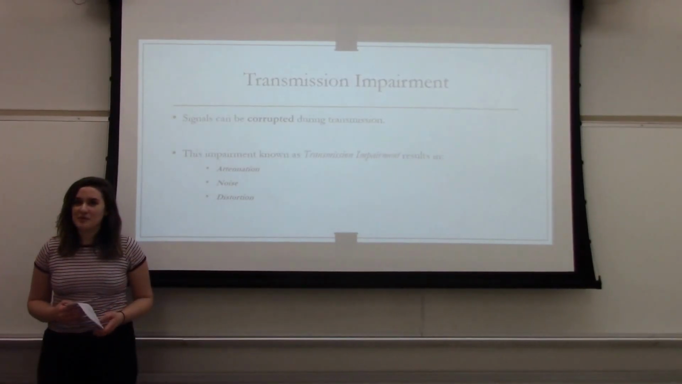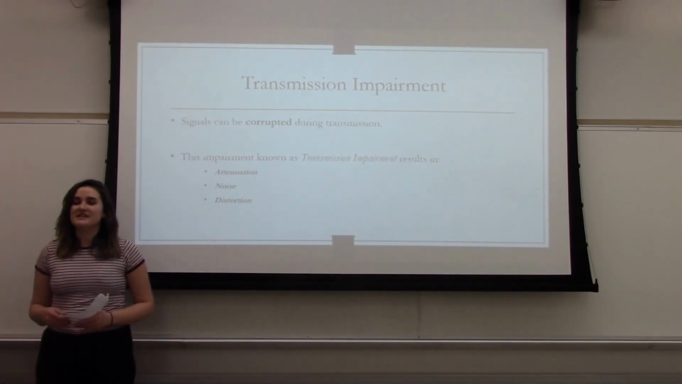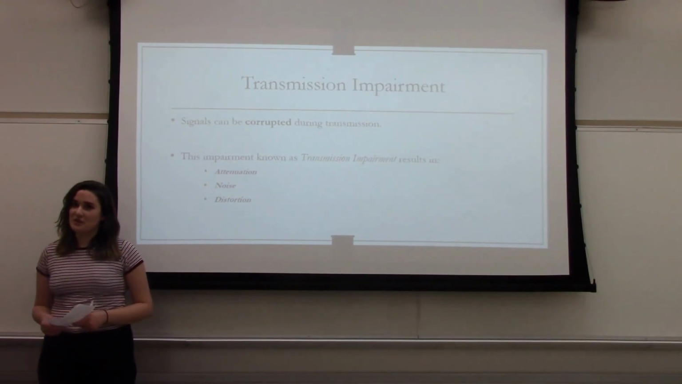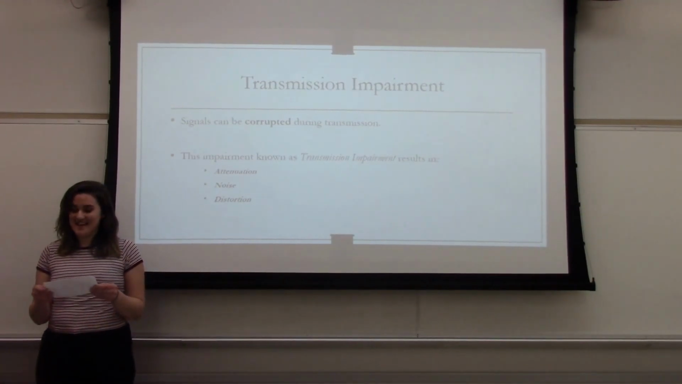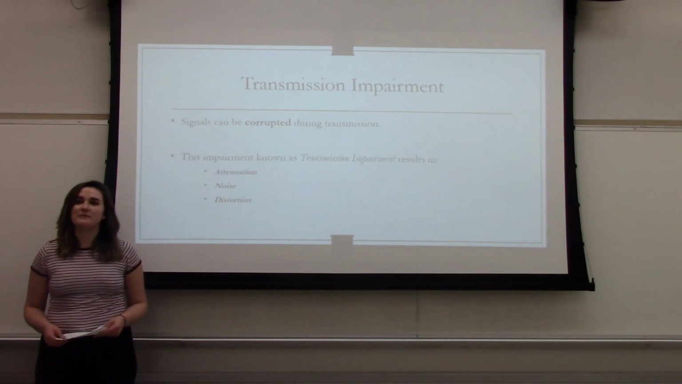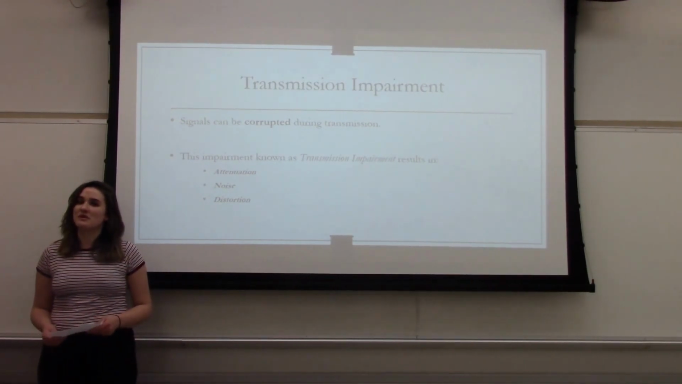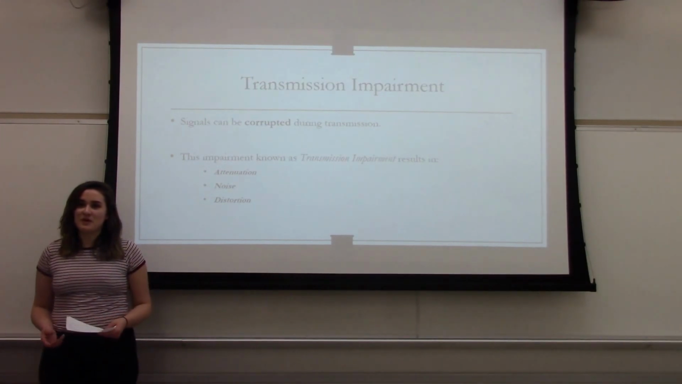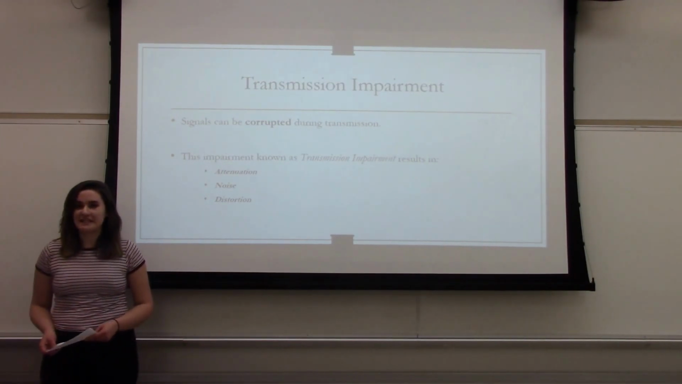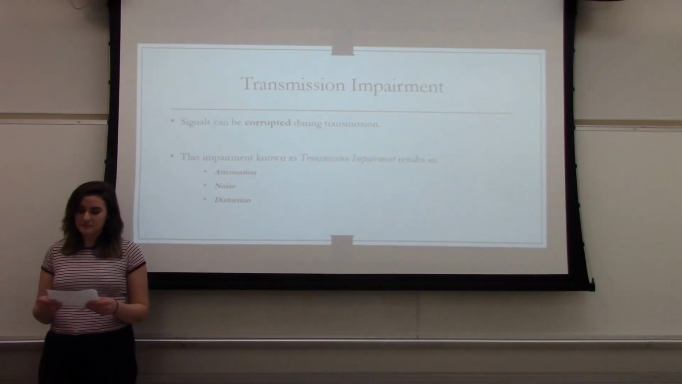An important thing to remember when looking at a transmission system is that when you send a signal, whether it's analog or digital, it can be corrupted at any time. This corruption of a signal is known as a transmission impairment. Transmission impairments result from noise, attenuation, and distortion.